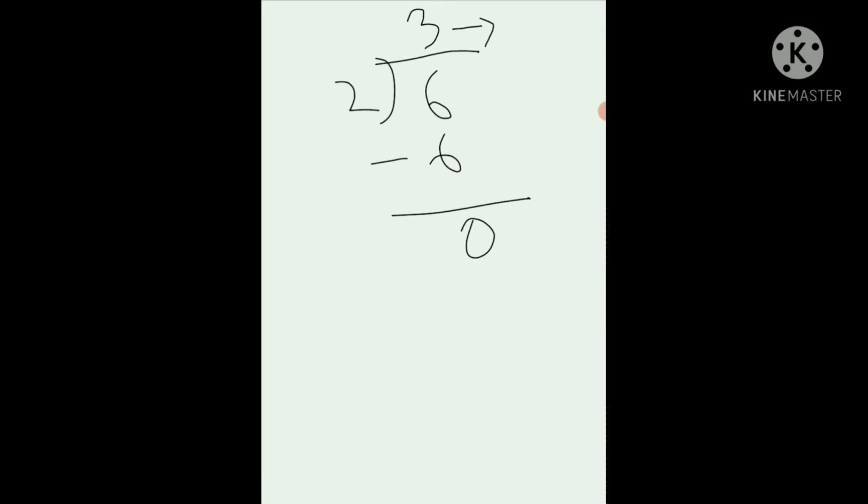See here, first I will explain some basic concepts. Suppose we take 6 divided by 2. 2 3s are 6, so when you subtract you will get 0. This 3 is the quotient, q stands for quotient. This 0 is the remainder, and this 6 is the dividend.